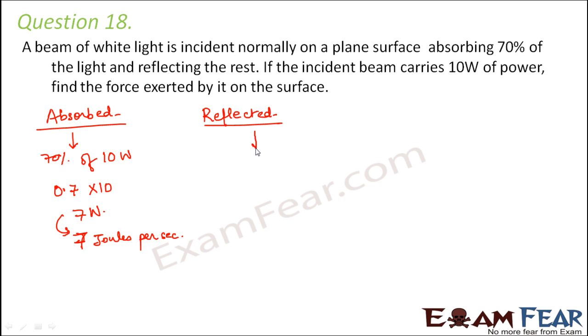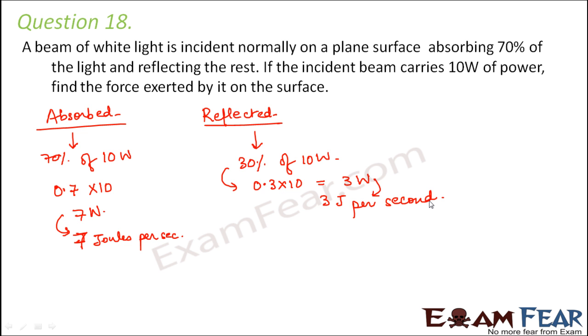Now what is happening to the reflected part? So the reflected part is 30% of 10 watts, right? Which is equal to 0.3 into 10, that is equal to 3 watts. So 3 watts would mean how much? It would mean 3 joules per second. So an energy of 3 joules per second.